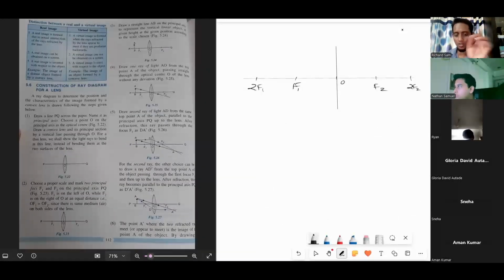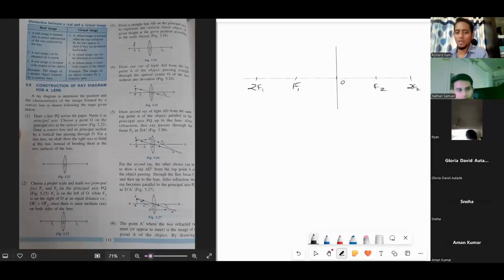Okay, so to draw any ray diagram, first you will draw the principal axis. On the principal axis, you will mark these 5 points. If it's a convex lens, then you have your F1s on the left. If it's a concave lens, you will have your F1s on the right. So on the left, you have F1 and 2F1. 2F1 means double of F1. And on the right side, you have F2 and 2F2, which is the double of F2.